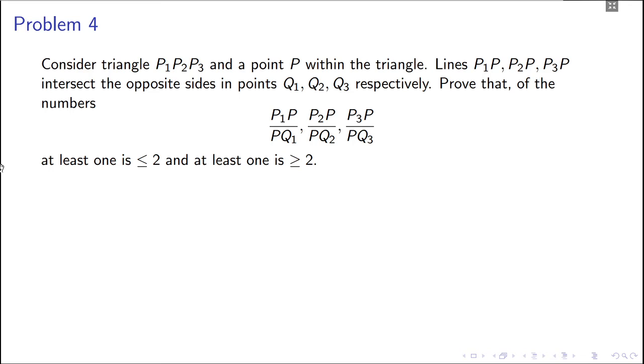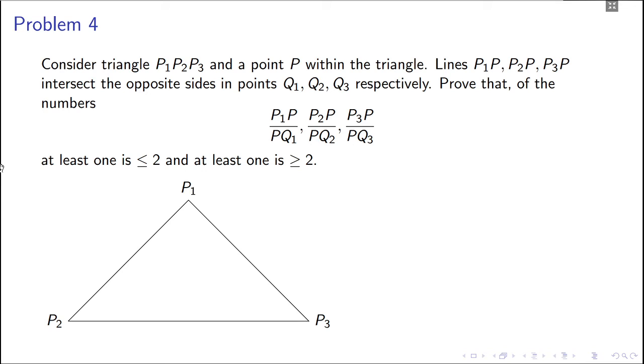Okay, so this is actually a simple problem. Take this triangle and look at its centroid. If you draw a line through this centroid, it will divide that line in the ratio 2:1. And if it happens that P lies below this, then P1P by PQ1 is going to be greater than 2. If it's above this, then it's going to be less than 2.